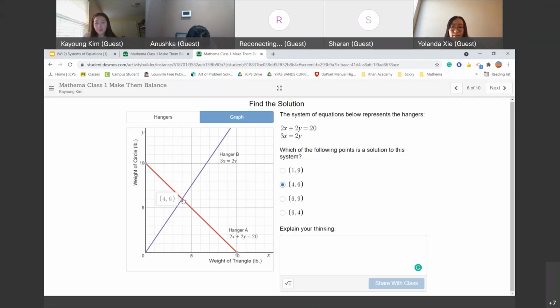So we'll do the second one. 4 is x and 6 is y. So 3x would be 12, and then 2y would also be 12. So then 12 equals 12. That would solve that system of equations. And we'll get more into the algebra details when we go back to the slideshow. All right, and if anyone has any questions, feel free to ask.